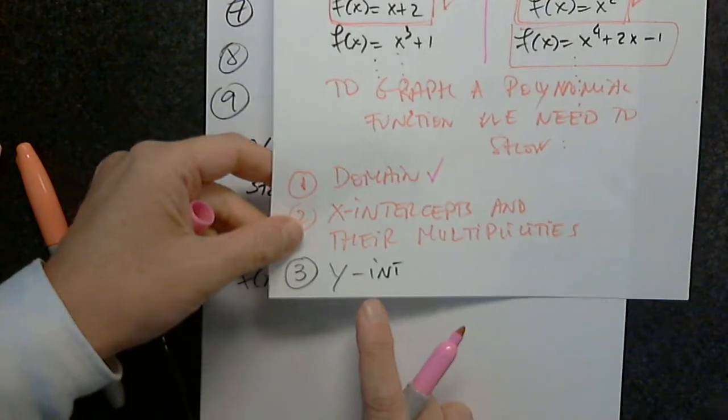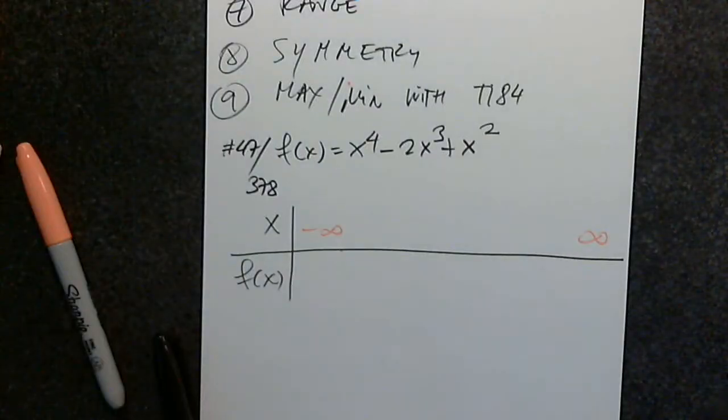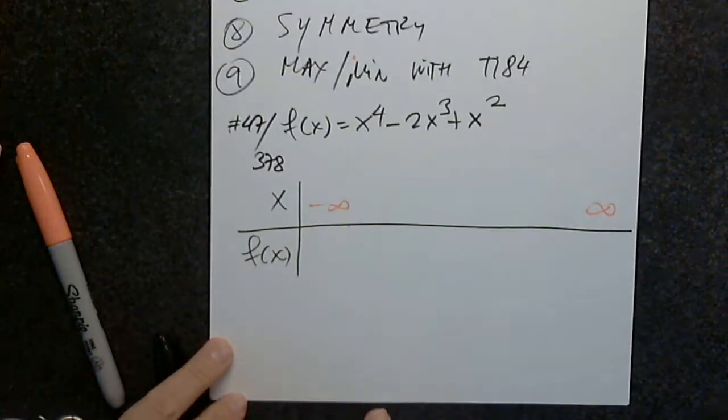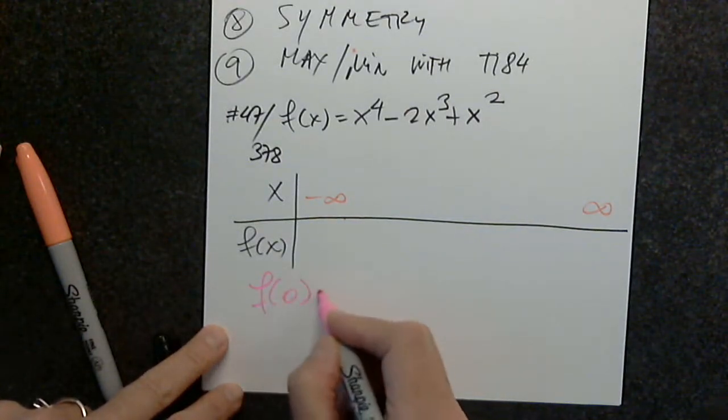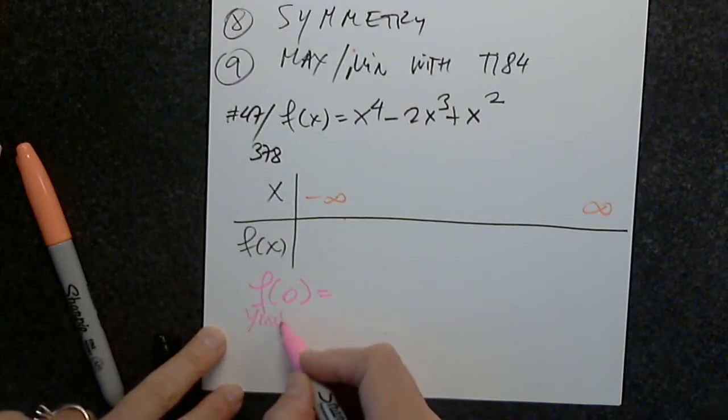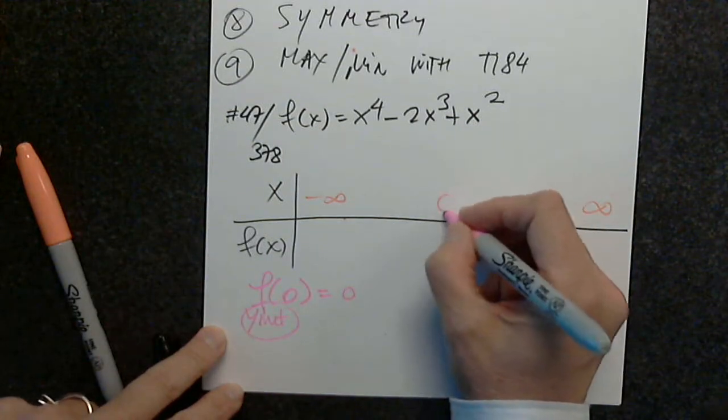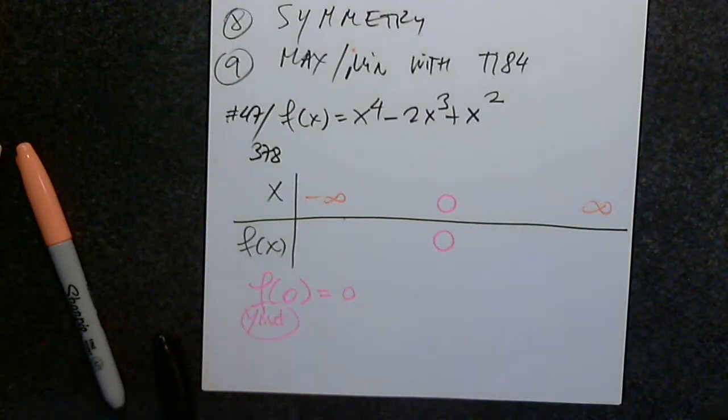I would like to continue with the Y-intercept because it's the easiest. Can anyone give us the Y-intercept of this function, or how we determine it? Yes, I have to find f of 0. This is the Y-intercept, and it's 0. Perfect. So that is done.